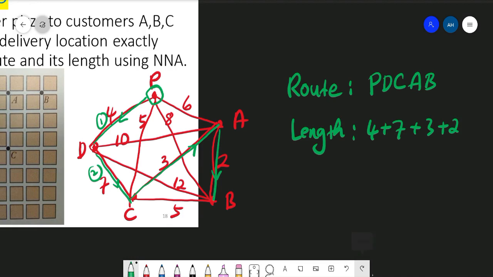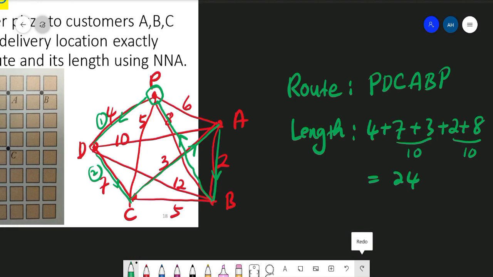And then from B, we have to go back because we already visited all locations. So we have to go back from B to our original place, that is P, and the distance is plus 8. Now we are going to add these numbers and see what our total length is. We have 10 there and 10 here. So 10 plus 10, 20, and 20 plus 4 is equal to 24.